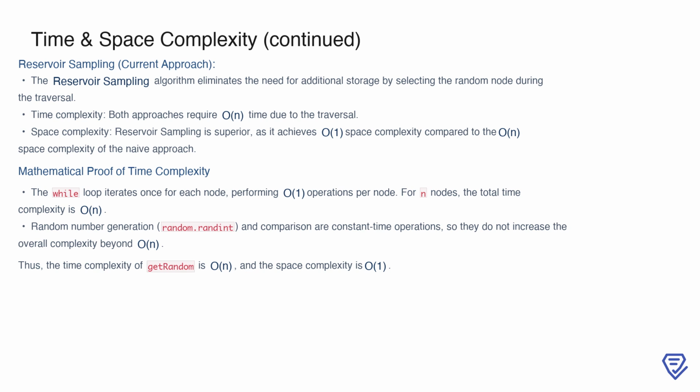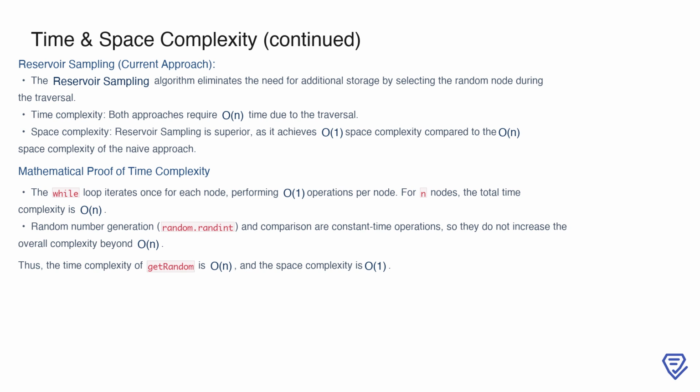Instead of storing all node values, it selects the random node during the traversal itself, which reduces the space complexity to 1. In terms of time complexity, both the naive approach and reservoir sampling require n time due to the traversal of the linked list. However, the space complexity of reservoir sampling is superior, as it achieves 1 compared to the n space used by the naive method.